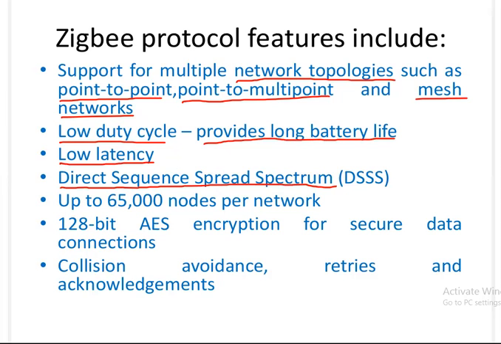Here we can use up to 65,000 nodes using the Zigbee protocol, and it uses 128-bit AES encryption, that is, the Advanced Encryption Standard, for the security of data. Next, it provides collision avoidance, retries and acknowledgement. Suppose when we are sending data from one unit to another unit, if the data is lost midway, it looks for the acknowledgement, or otherwise it retries and sends the data once again.